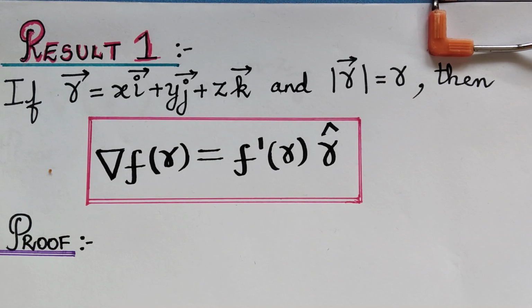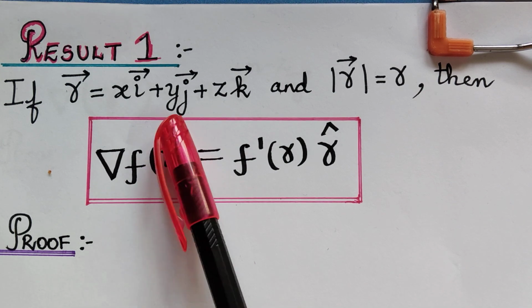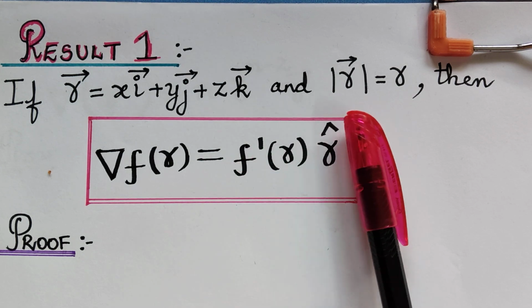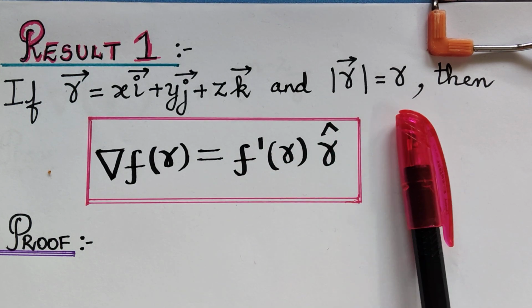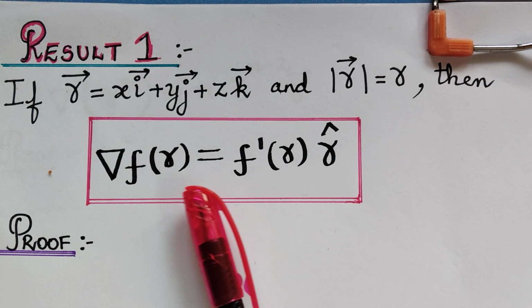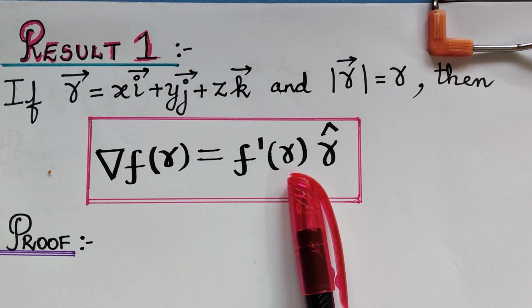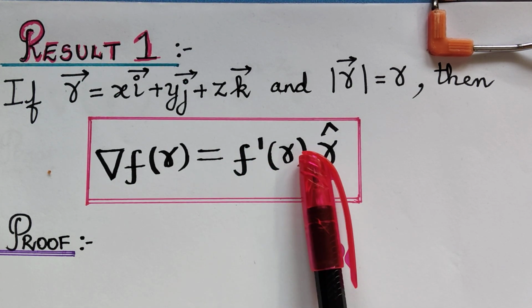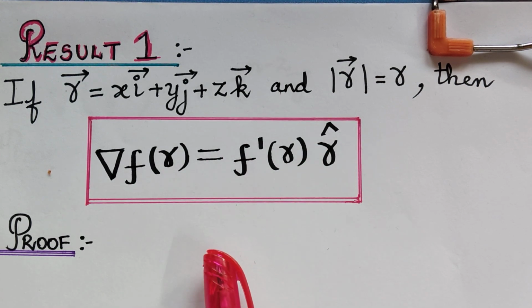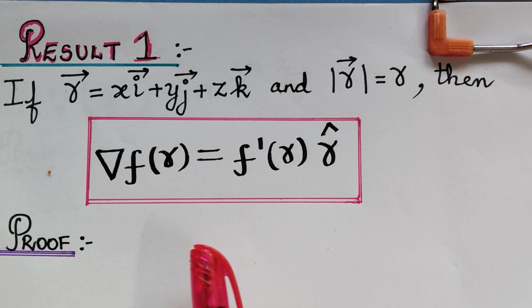Dear students, under the topic vector differentiation, here we have a result. If r vector is equal to xi vector plus yj vector plus zk vector and modulus of r vector is equal to r, then gradient of f of r is equal to f dash of r multiplied with the unit vector r cap. So in order to prove this, first we will write what is a gradient of a function phi.